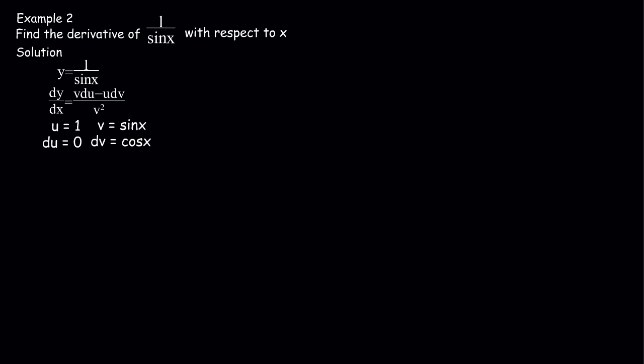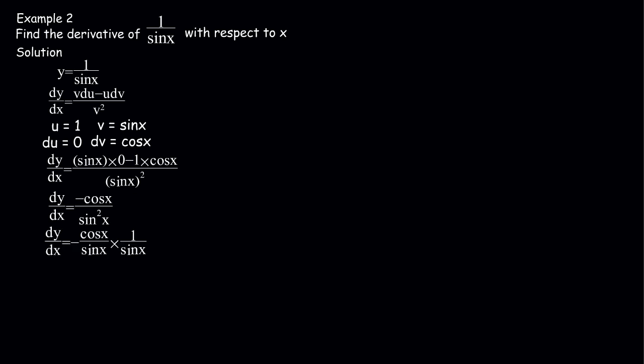Differentiating u and v, du will be equals to 0 and dv will be equals to cos s. Now substituting for u, v, du and dv in our original equation, dy over dx will be equals to sin s times 0 minus 1 times cos s divided by sin s in bracket squared. Simplifying our numerator, dy over dx will be equals to minus cos s divided by sin square s, because sin s times 0 equates to 0 and minus 1 times cos s will be minus cos s. At this point, we are going to be simplifying further by splitting it into cos s divided by sin s times 1 divided by sin s.